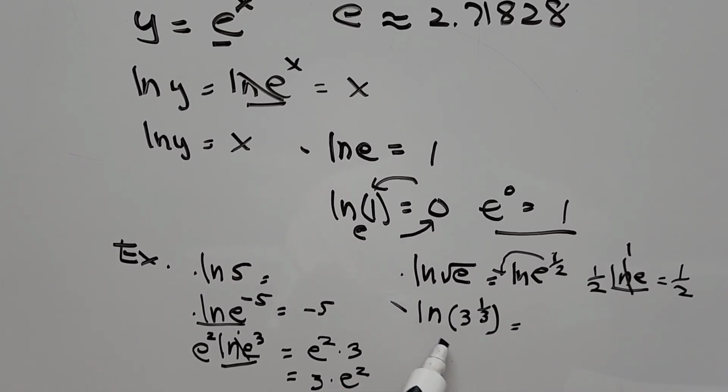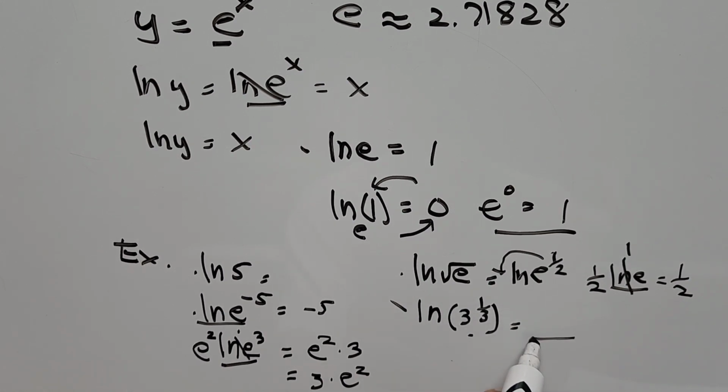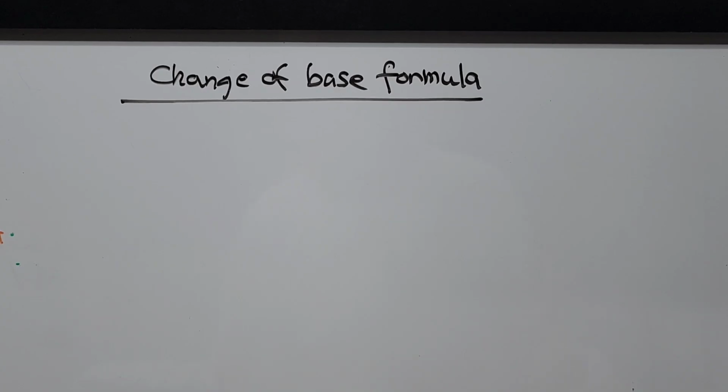In this case, you can use your calculator, so there's no manual way to calculate the value of ln of 3 to the power 1/3. So I will leave that up to you. Use your calculator. Let's go to the change of base formula.